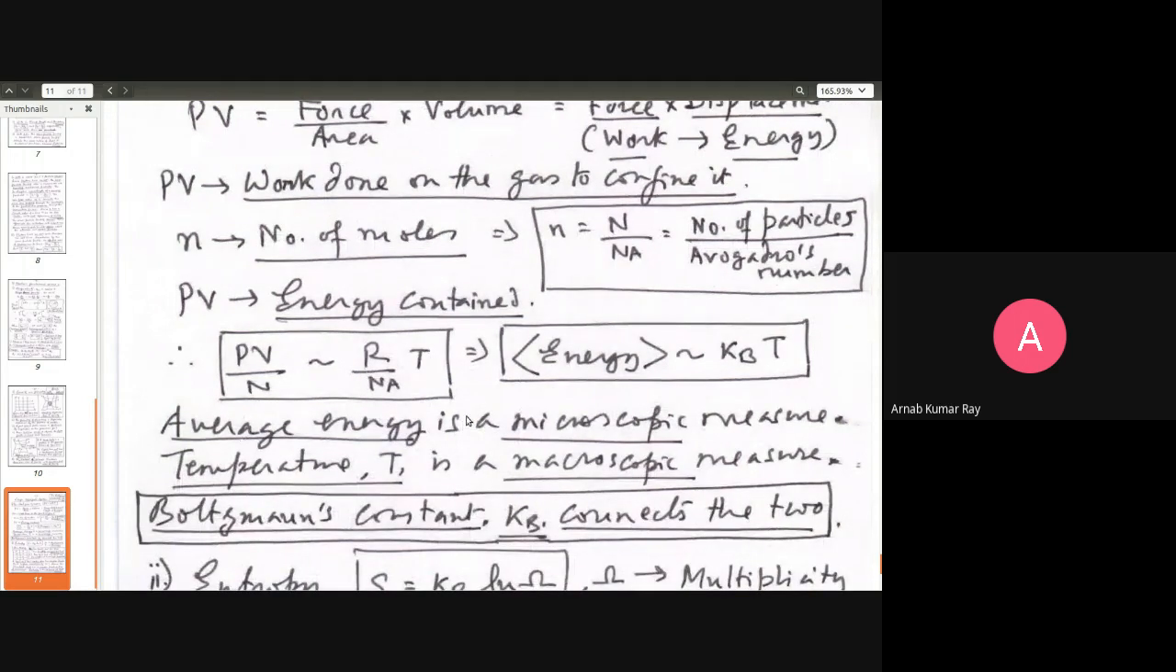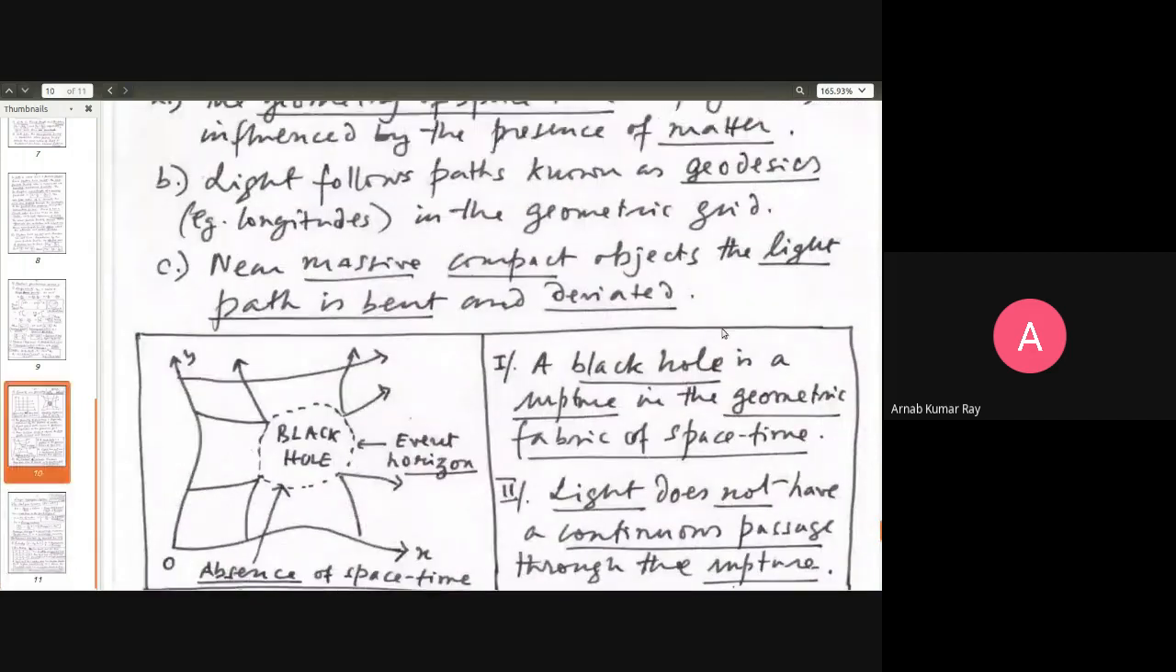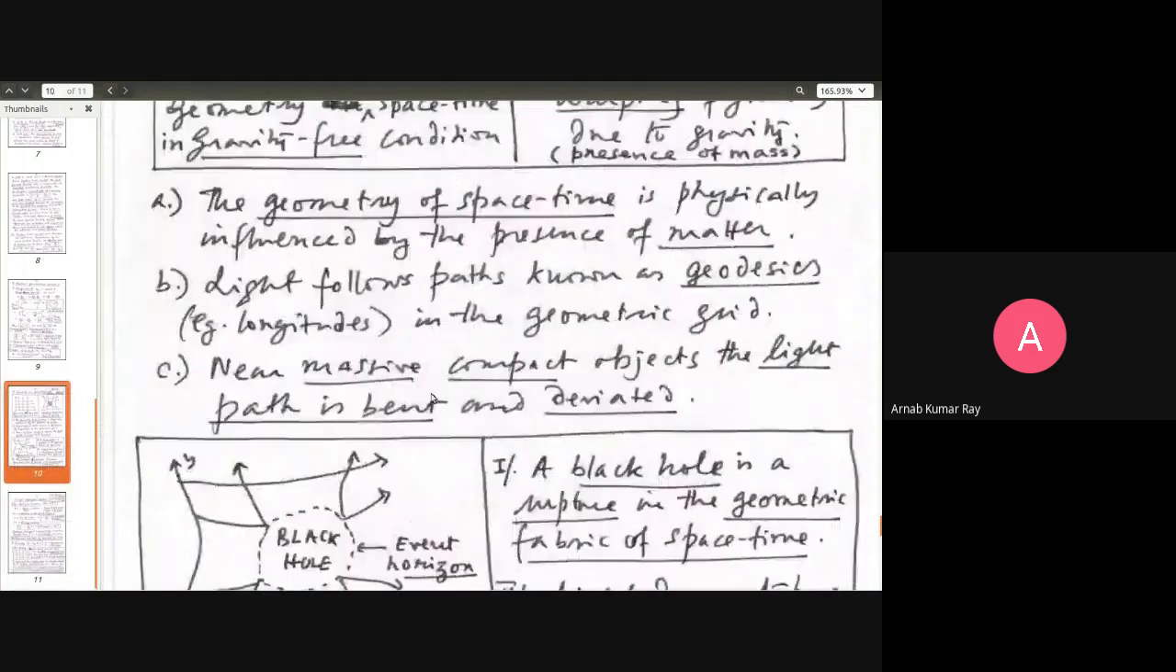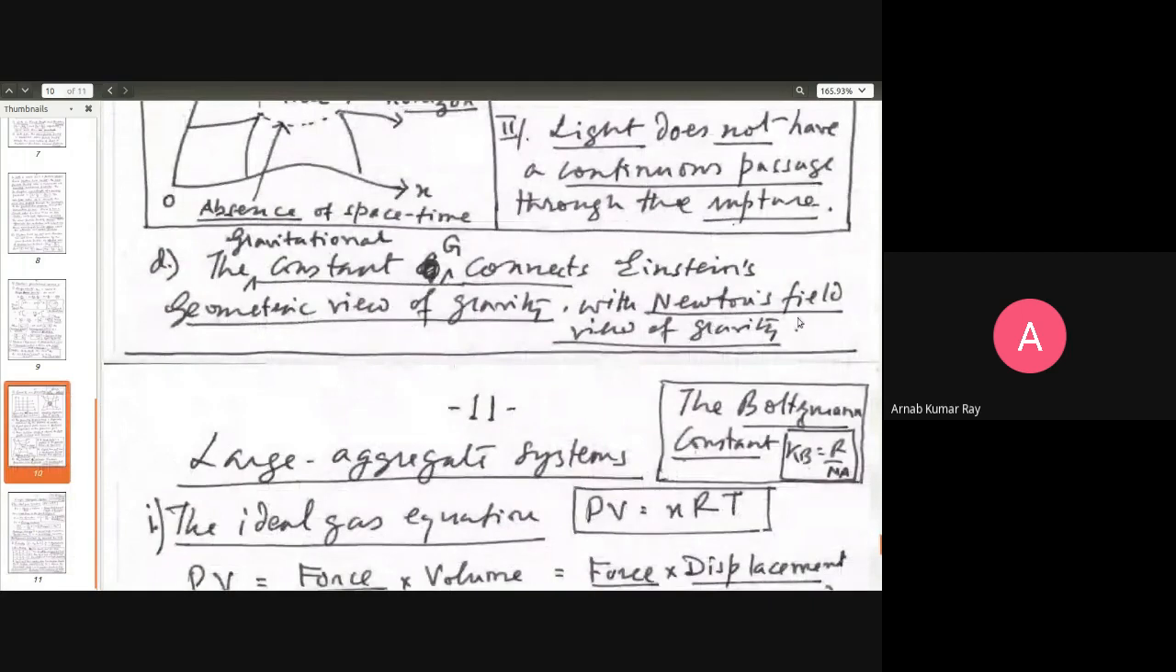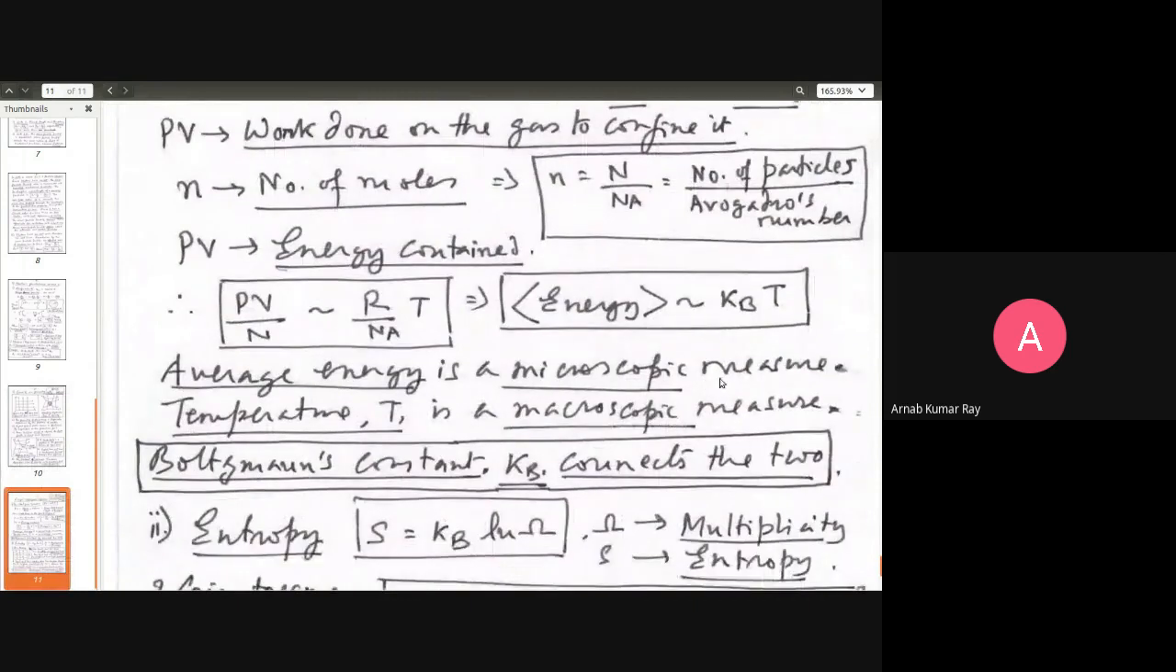I told you that the nature of fundamental constants is that they build bridges. Speed of light built a bridge between space and time. Space and time were unified in the same category as the speed of light. Planck's constant is a bridge between wave character of matter and particle character of matter. Newton's universal gravitational constant is a bridge between Newton's mechanical field view of gravity and Einstein's geometric view of gravity. And so it is that you have Boltzmann's constant. What have you got?